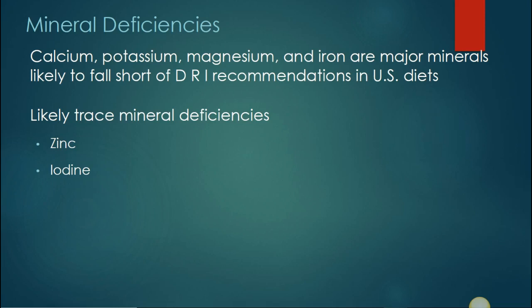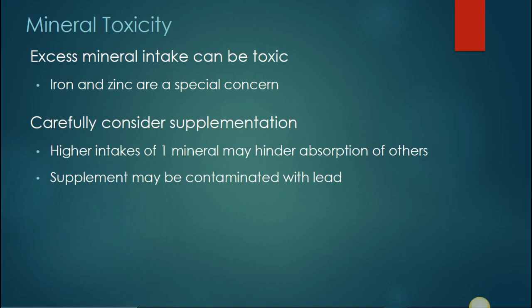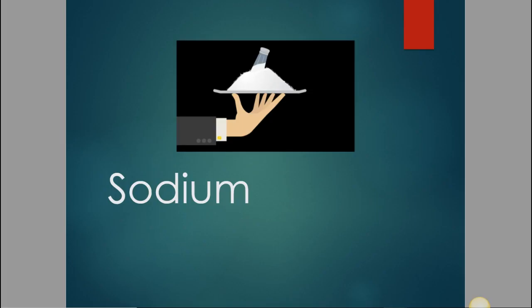Broadly, I'm talking about mineral deficiencies. Calcium, potassium, magnesium, and iron are the major minerals likely to fall short of DRI recommendations. So those are the ones that we worry about the most. When it comes to trace mineral deficiencies, zinc and iodine are both of concern. Now, excess mineral intake can, in some cases, be toxic. Iron and zinc are particularly of concern, and we'll talk more about that when we get to each of those minerals. But this is why, again, you want to carefully consider supplementation. I already mentioned higher intakes of one can hinder the absorption of others, and sometimes supplements can be contaminated, as with lead, and that can also be toxic.